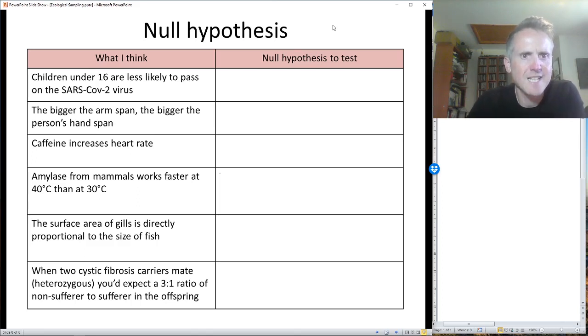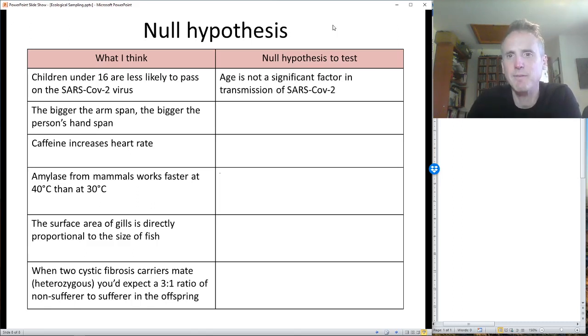It says children under 16 are less likely to pass on the SARS-CoV-2 virus. So my null hypothesis would be age is not a significant factor in the transmission of this new SARS virus. If my data showed that under 16s were actually more likely, then I couldn't have a null hypothesis saying children under 16 are more likely. I always have to go for it is not a factor.